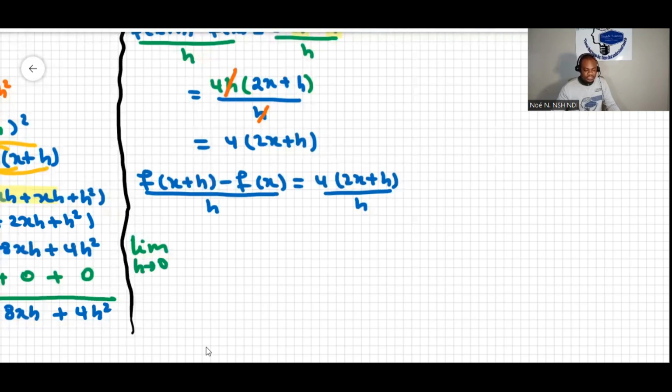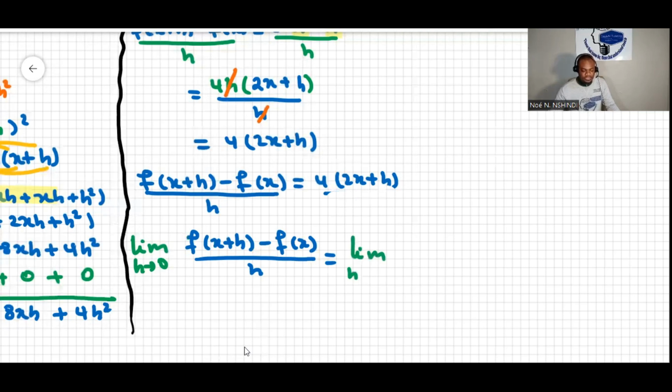the function will then be the limit of [f(x plus h) minus f(x)] all over h, okay, equal to the limit also, well, I shouldn't put h on this line. Okay, and then this is the limit as h approaches 0 of what? 4(2x plus h).